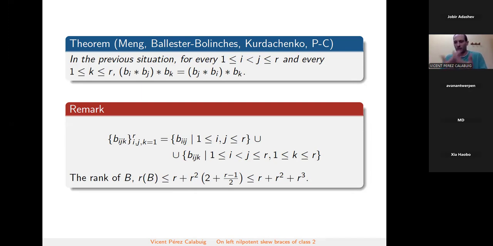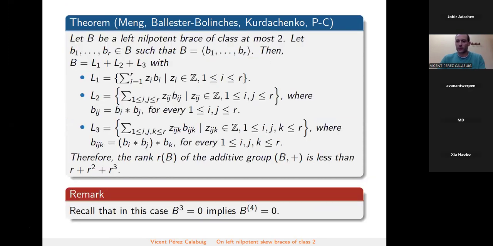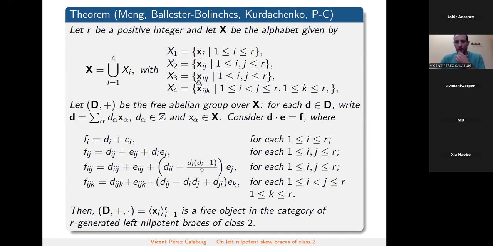So now, in order to define our free object in the category of r-generated left nilpotent braces, we also need to define a product. If we want to define this object, according to the previous result, we can set as the additive group a free abelian group over an alphabet X. And this alphabet is described as a union of indices according to the previous description given.